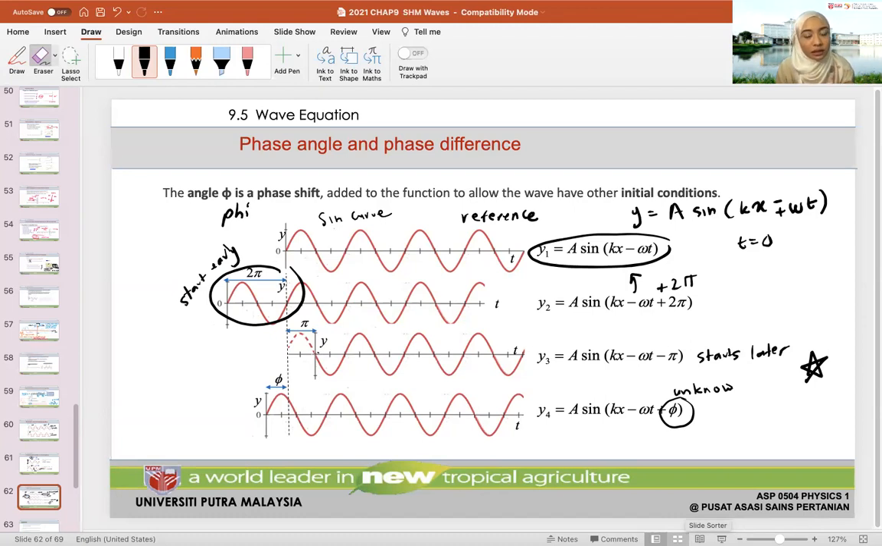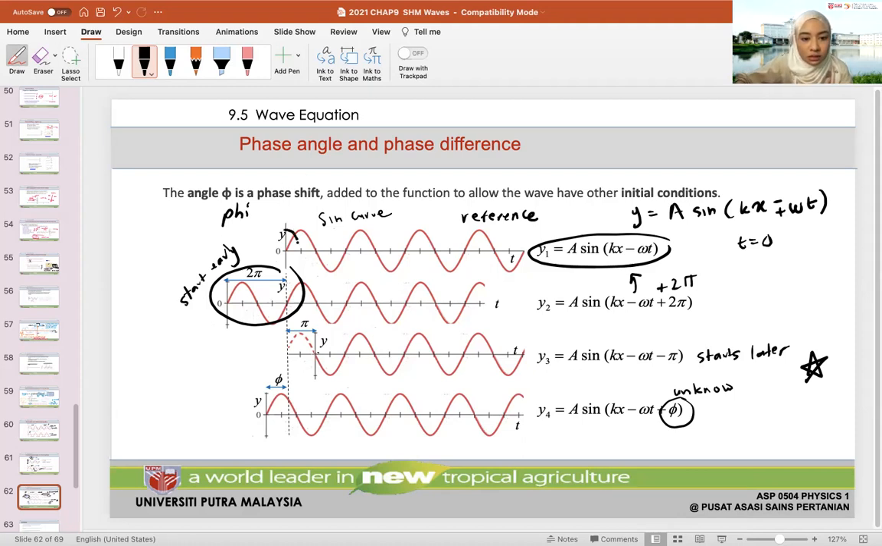How does the cosine look like? I know this is like math gila kan? I don't know. But I have to tell you. Okay, so cosine starts at cosine 0, it is 1, right? Cosine of zero is equal to 1.